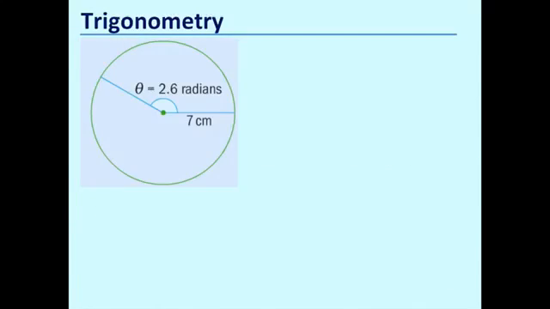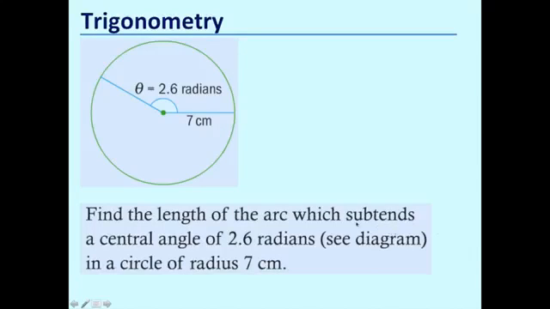So let's have a look at a straightforward example then here. Find the length of the arc which subtends a central angle of 2.6 radians in a circle of radius 7 centimeters. So have a look at the formula and try and solve this one yourself.